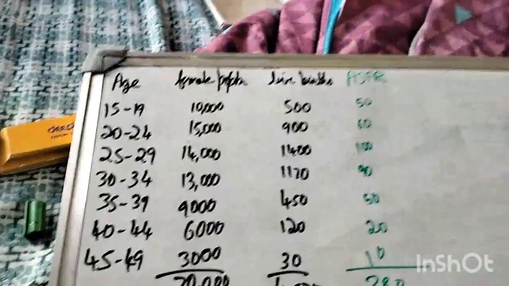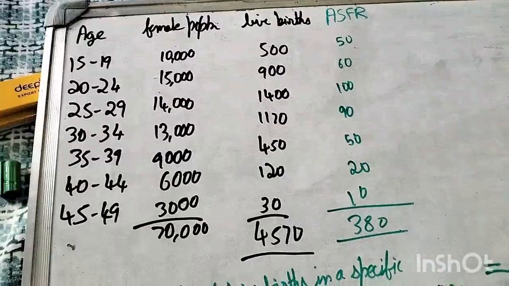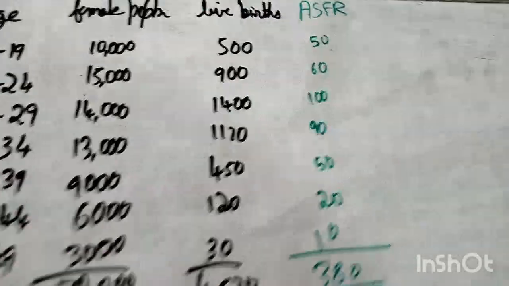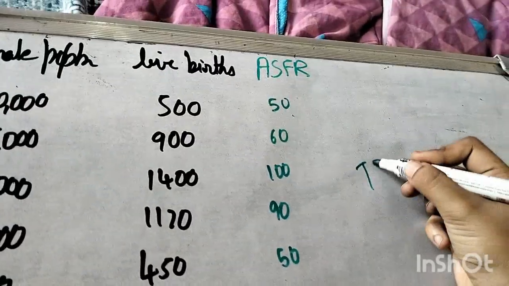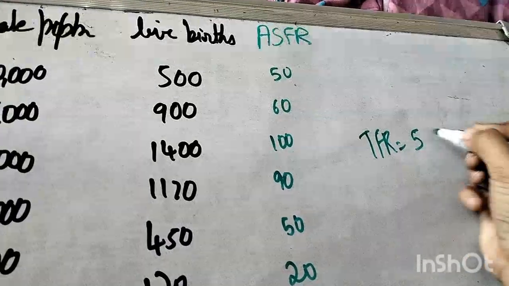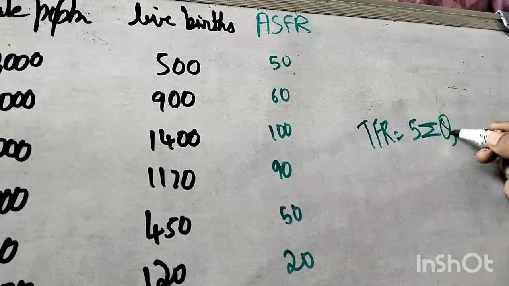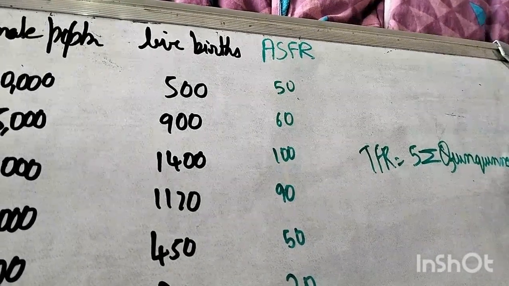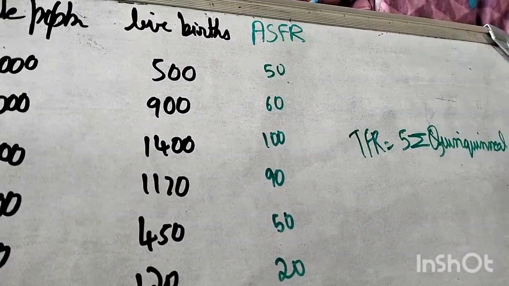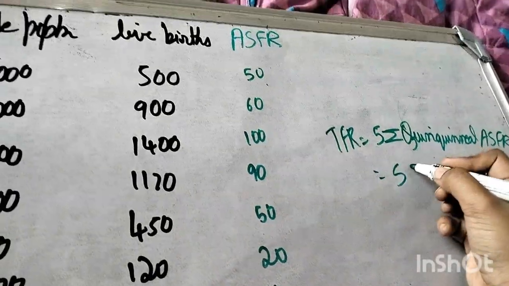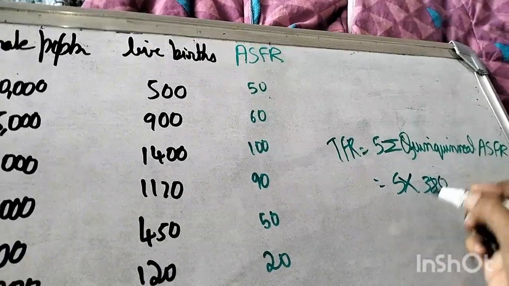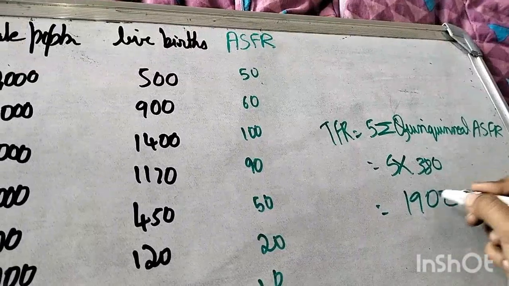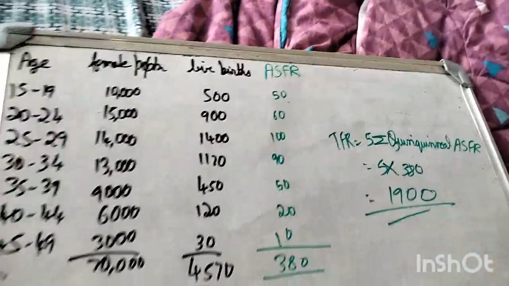Now we need to find out TFR in this. TFR is nothing but 5 times quinquennial ASFR. Write the formula: 5 times quinquennial ASFR. So 5 into 380, that's going to be 1900. So this is how you find out TFR.